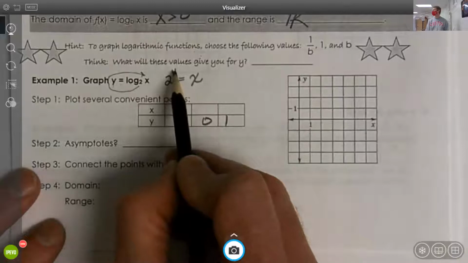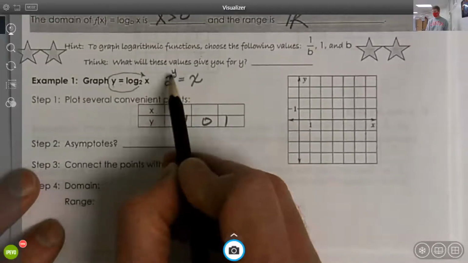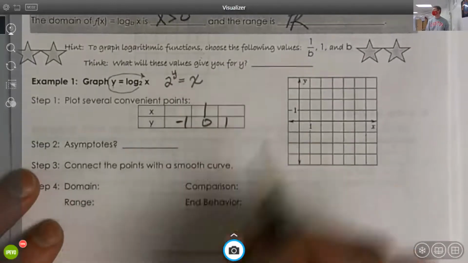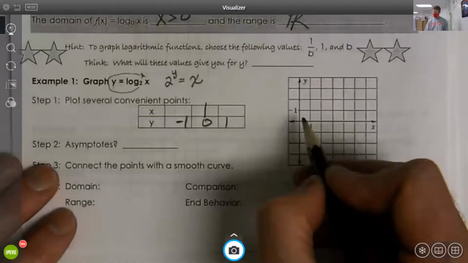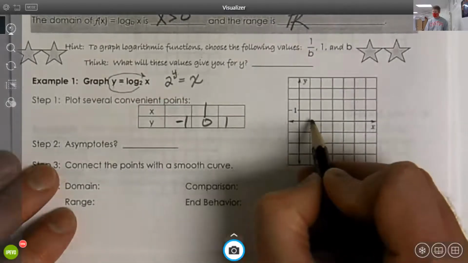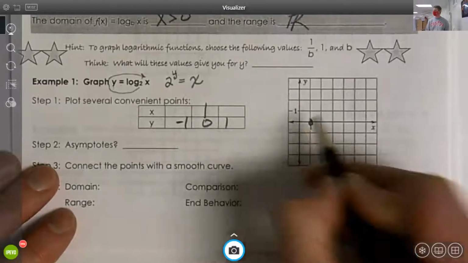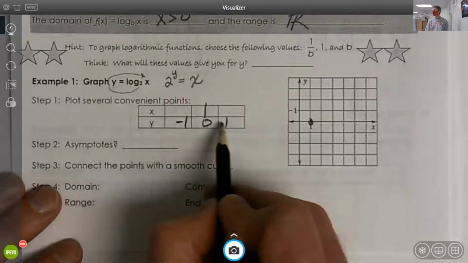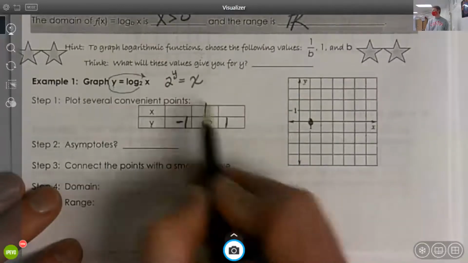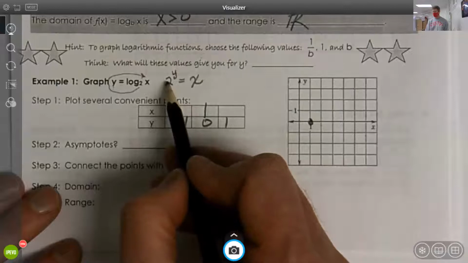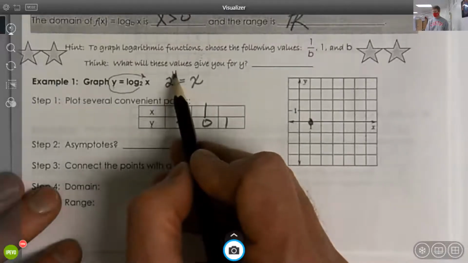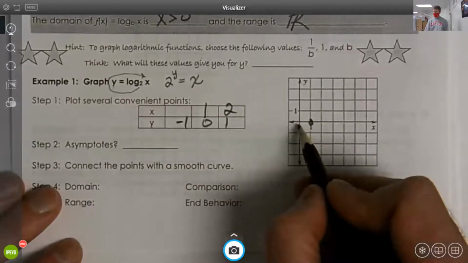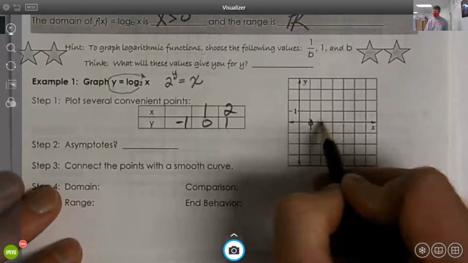When y is 0, 2 to the 0 power, any number to the 0 power is always 1. So in our graph, when x is 1, y is 0. Now we have a y value of 1. We plug it into our exponential form. 2 to the first power is, of course, 2. So when x is 2, we're up at 1.